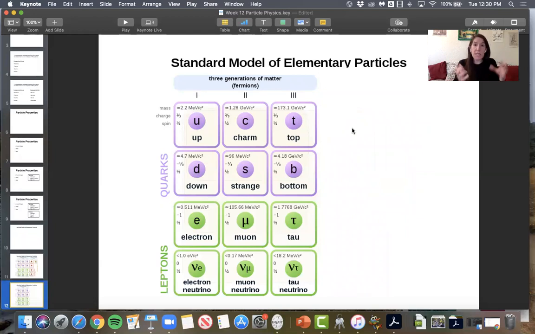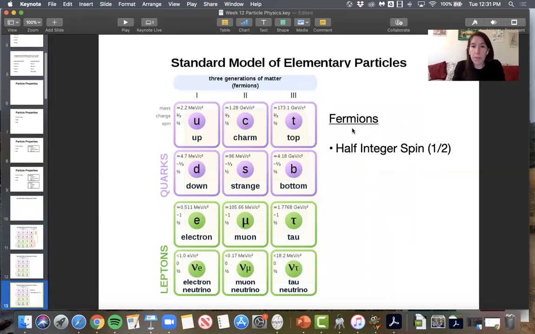Why are these all grouped together as fermions? Well, there are several properties that they have in common. They all have half integer spin, and actually in the standard model, all of the fermions that we know of have exactly 1/2 spin. See, the up has 1/2, charm has 1/2, top. If you look through, they all have 1/2 spin exactly.